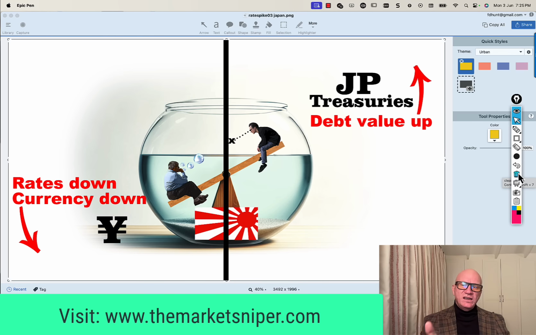So the skinny guy is sitting on the Japanese JGB treasury side, and the place that's taking the loss is of course the yen, because if you have anything invested in Japan in treasuries there, you get paid a poor yield.